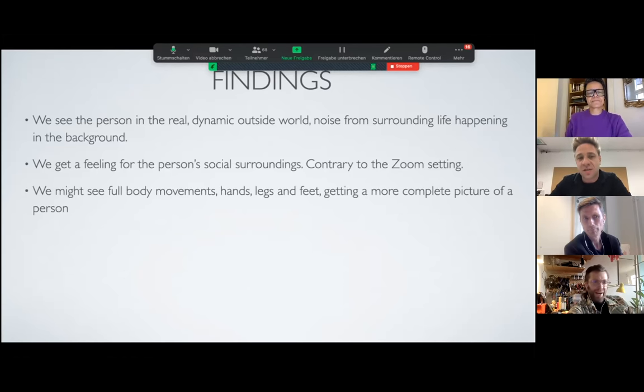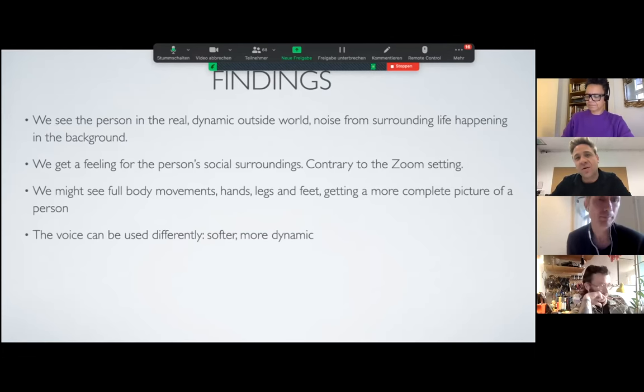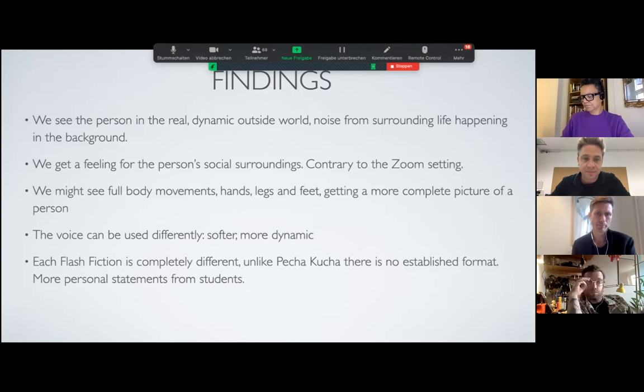Something that struck me personally is we see different body parts. We see legs, we see hands, stuff that we normally don't see in Zoom meetings. And we also found out that the students use their voice differently than in a Zoom meeting. It can be softer, it can be more dynamic. And unlike Pecha Kucha or PowerPoints, each student can have a hugely individual approach. So the other students can really have a better idea what motivates a student.